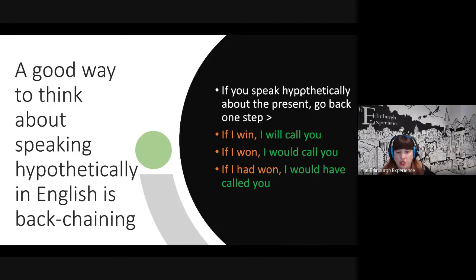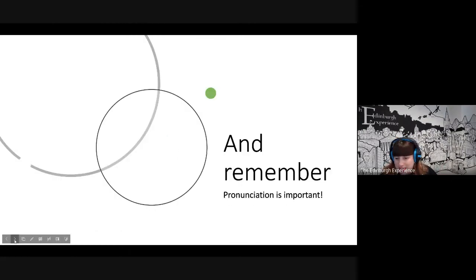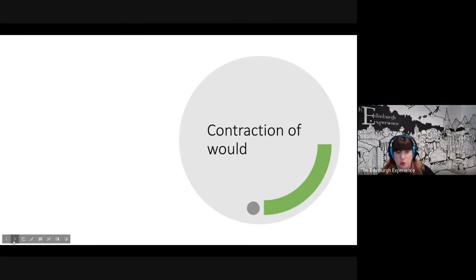Okay. But if you just remember that when we're speaking hypothetically, with any kind of other hypothetical structure like imagine, supposing, all these kind of words that we'll use to express a hypothetical situation, go back one step. And remember as well, pronunciation is really important, okay, for your listening as well as for your speaking. So important things we need to consider when we're producing these second conditional sentences.